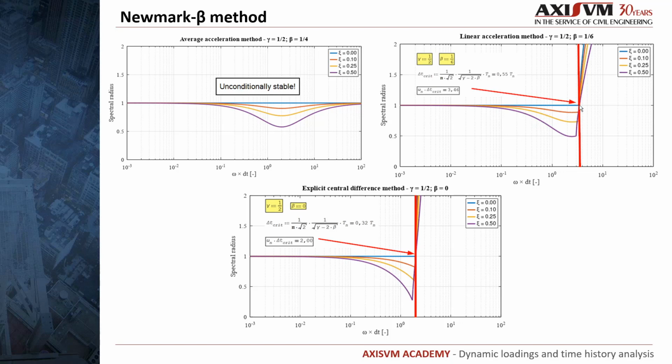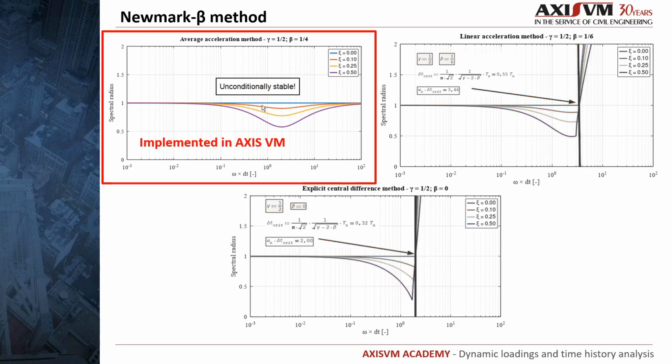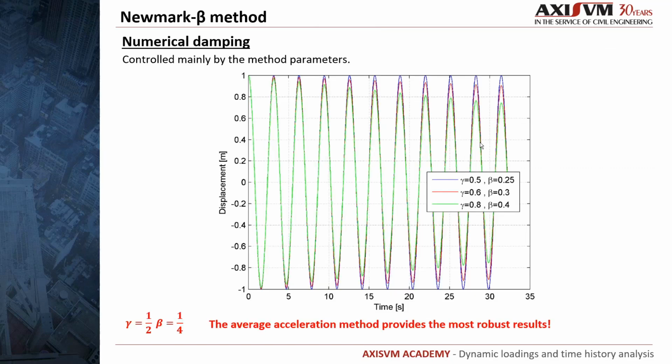In case of conditional stability, the highest relevant natural frequency of the system is of high importance, since it defines the minimum time step that should be used to achieve stability. In Axis VM, the unconditionally stable average acceleration method is implemented due to its robustness, stability, and accuracy. The two most important errors that are introduced by time integration methods are numerical damping and period elongation. The amount of errors is influenced by the parameters of the method and by the time step size. Numerical damping is controlled by the gamma parameter.